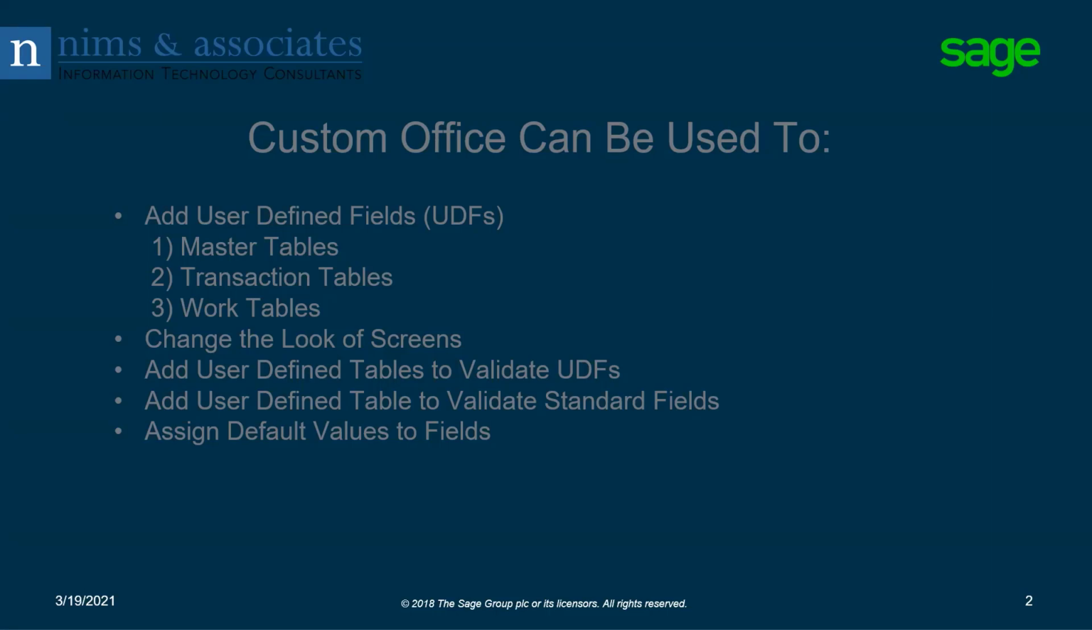But also, when you add these user-defined fields, they are available to the standard lookups in Sage 100. So they can be used to select various entities based on the lookup, those kinds of things. They also can be used to print on reports and those kinds of things as well. And we'll talk about that.